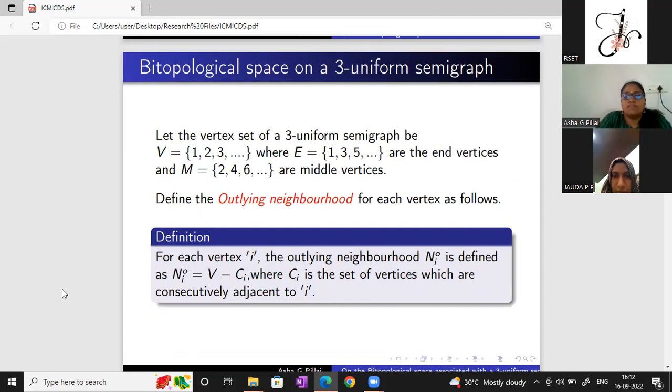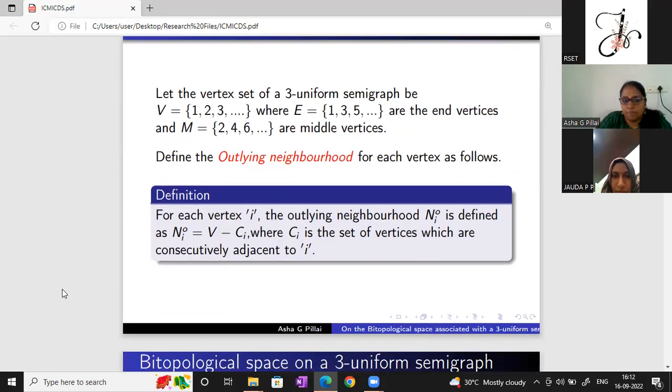For that, we call the vertex set of the 3-uniform semigraph V. Let it be 1, 2, 3, 4, etc., of which 1, 3, 5, etc. are the end vertices, and 2, 4, 6, etc. are the middle vertices. The collection of all end vertices is denoted by E, and the collection of all middle vertices is denoted by M.